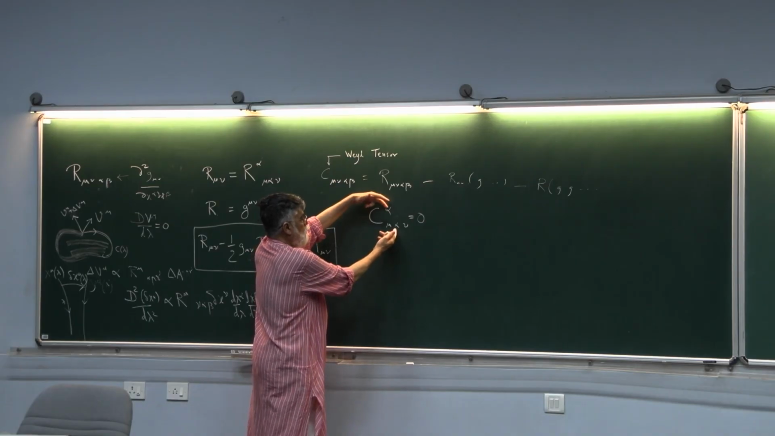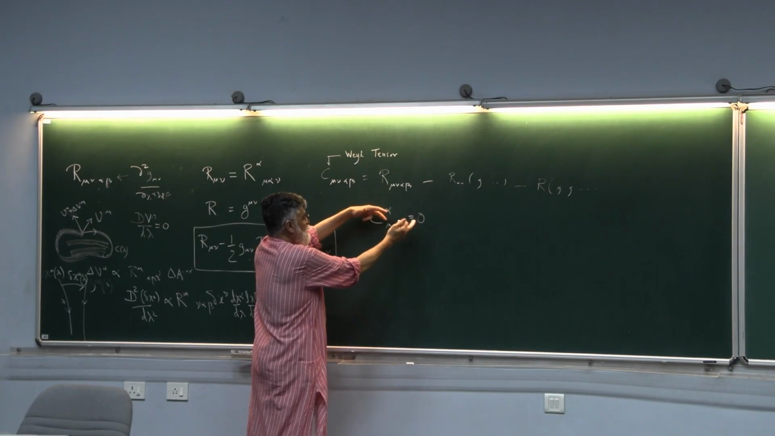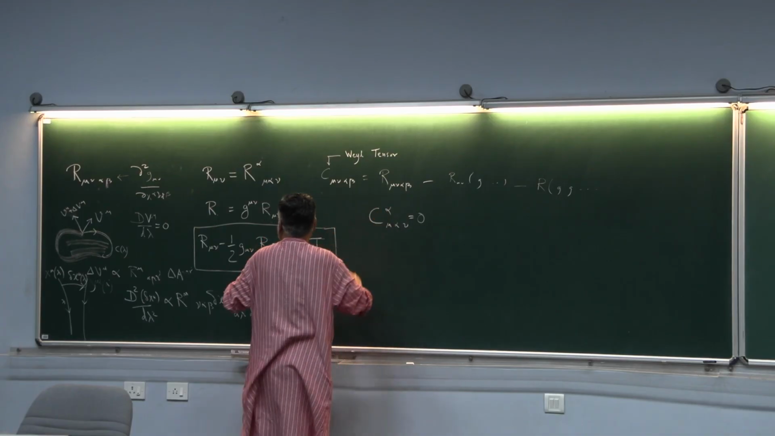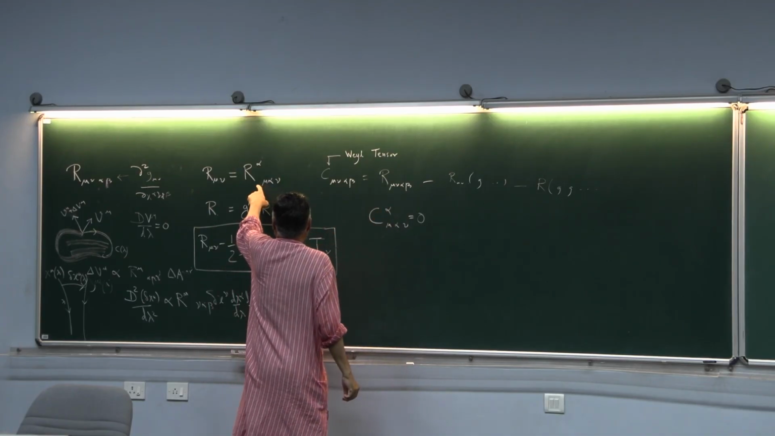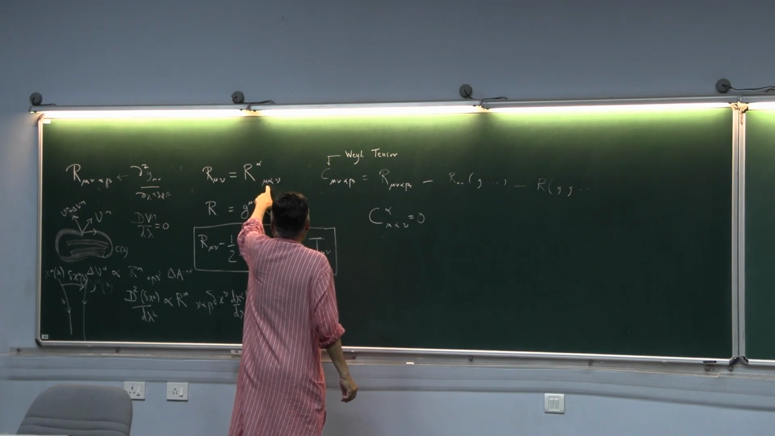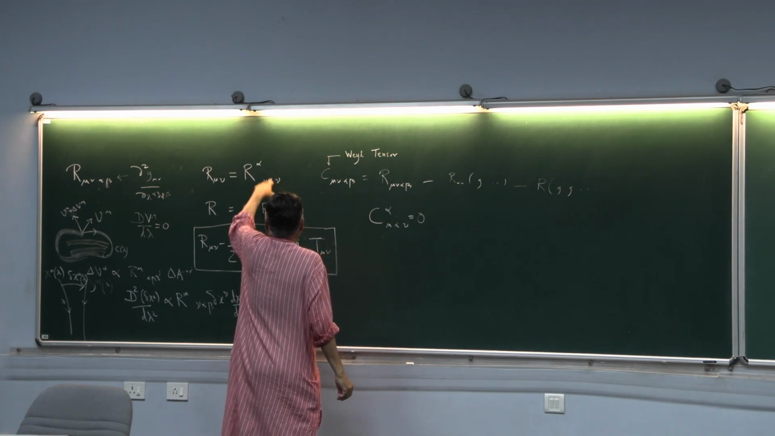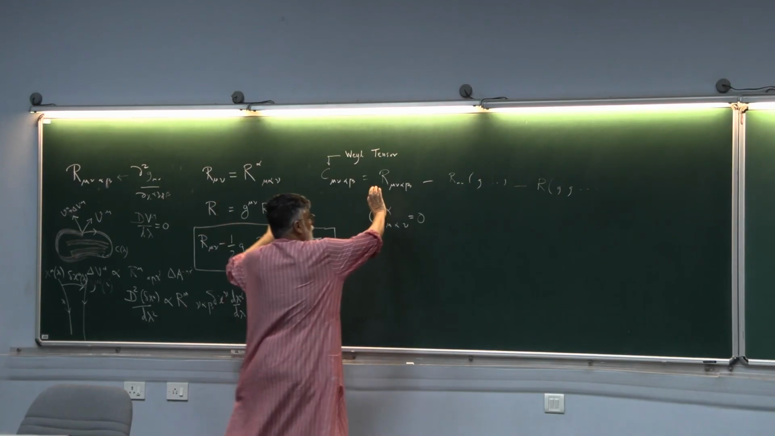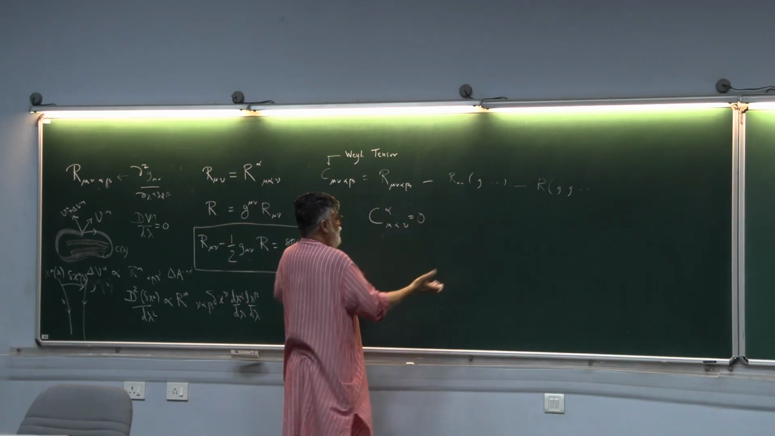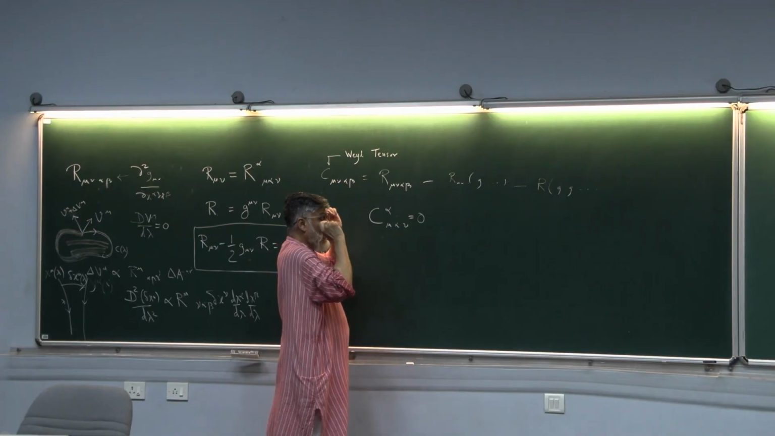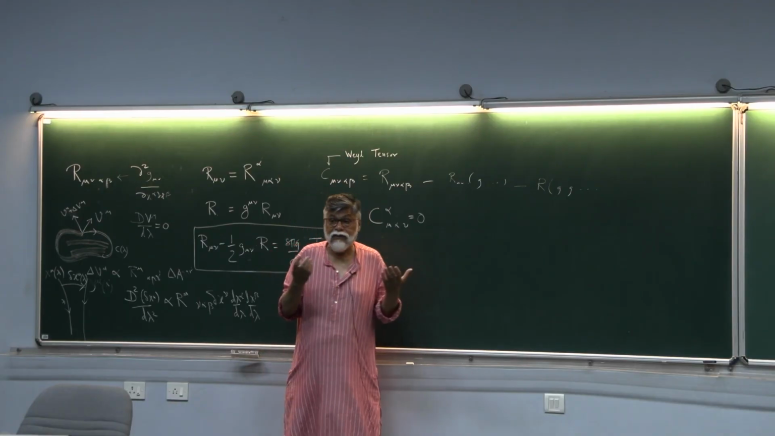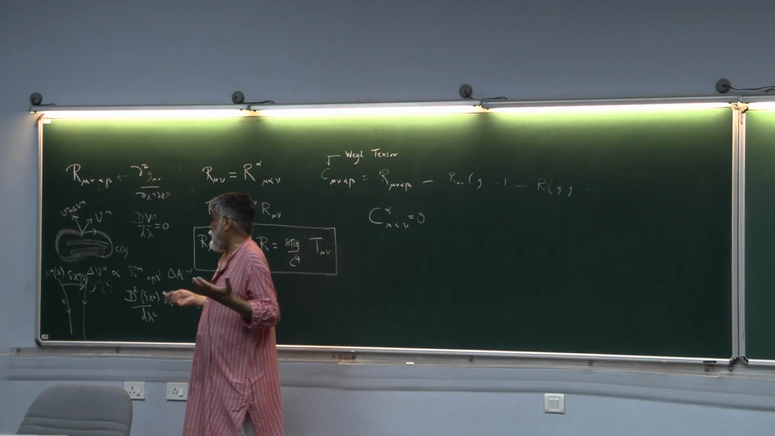If you try to contract the upper index with the second index, it will be 0 because you have removed the trace part. On the other hand, for the Riemann tensor, when you contract the upper index with the second index, you get the Ricci tensor. You have suitably subtracted so that this is 0. And now let's come to the physical significance of the Weyl tensor.